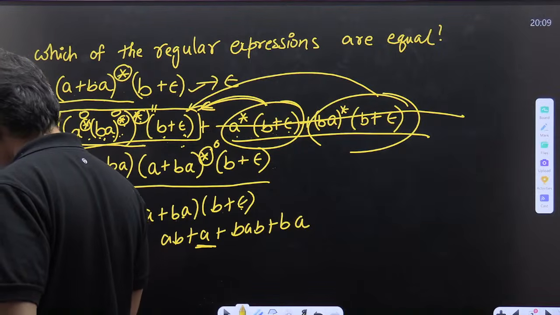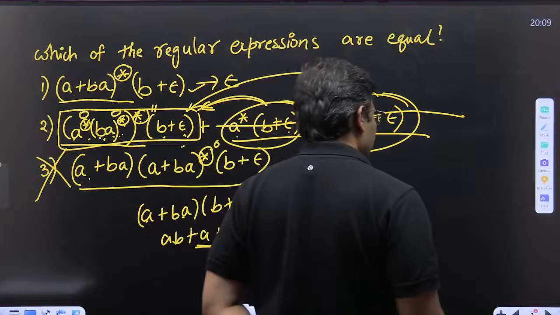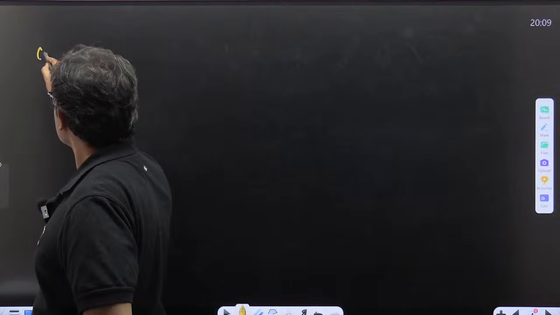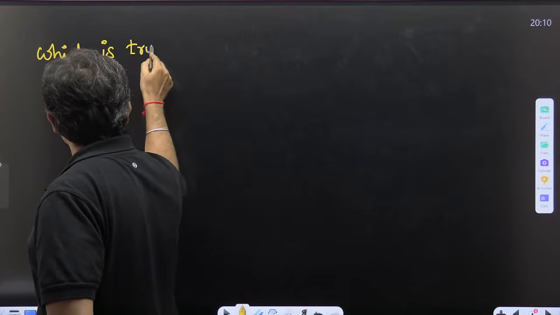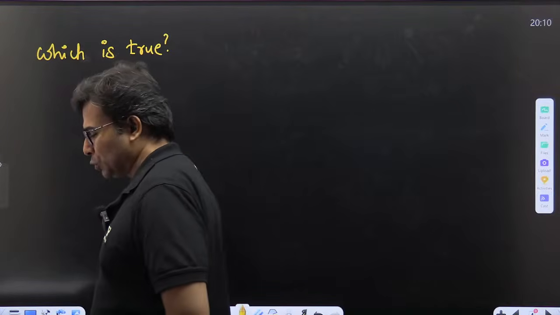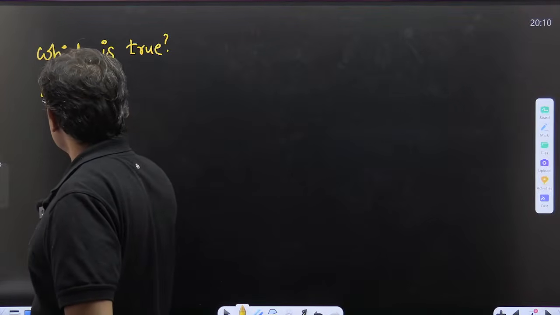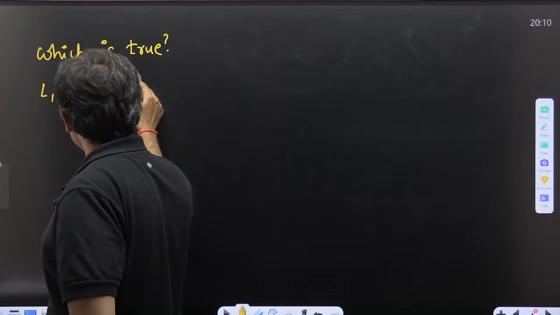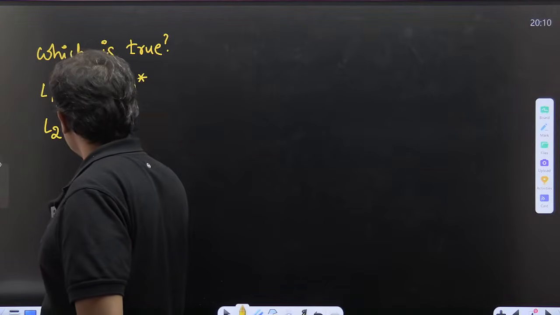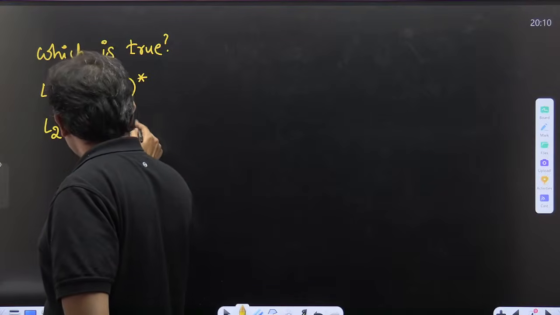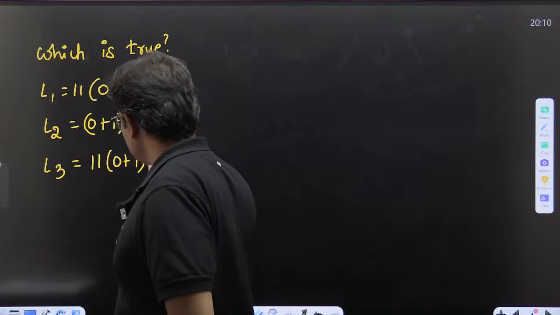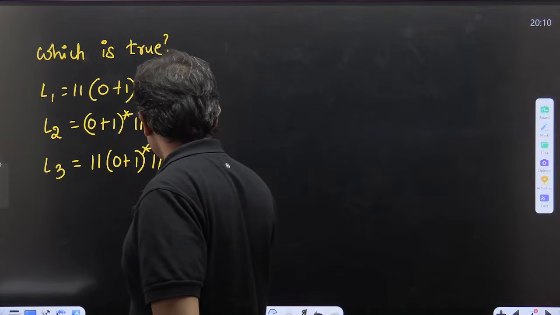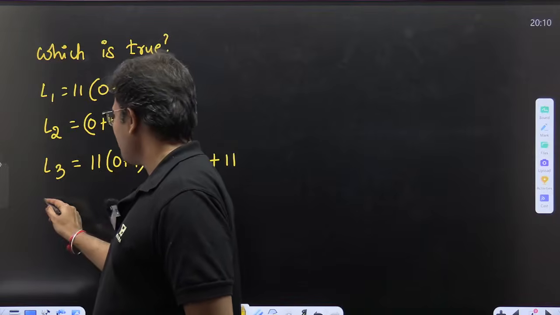Lovely gifts. Now tell me about this. Which is true? Which means you have to identify the true statement. L1 equal to 11 followed by (0 plus 1) star. L2 equal to (0 plus 1) star followed by 11. L3 equal to 11 followed by (0 plus 1) star followed by 11, plus 11, plus 111, plus 11.